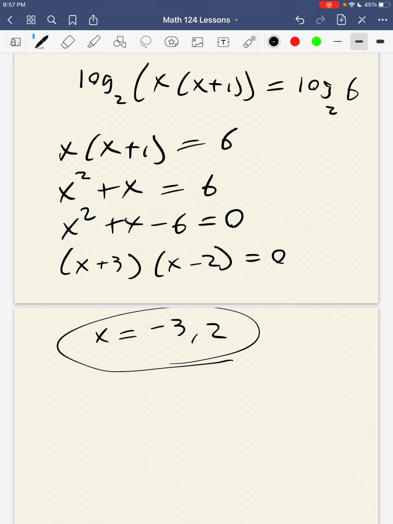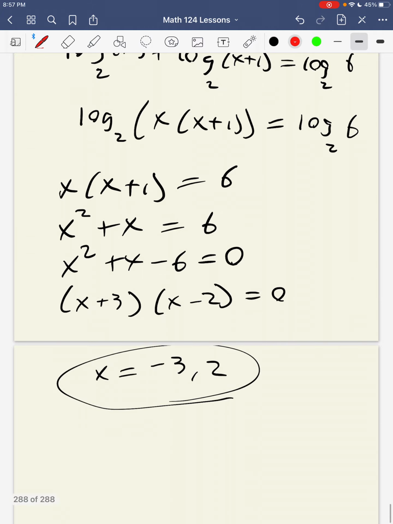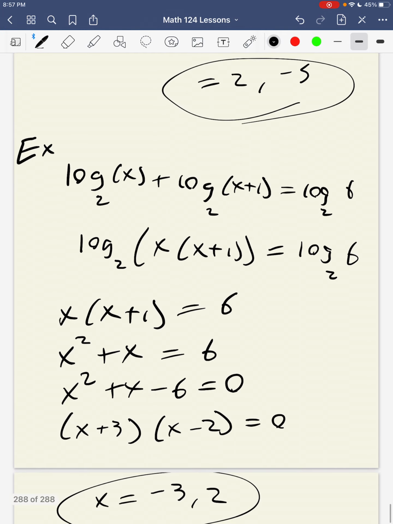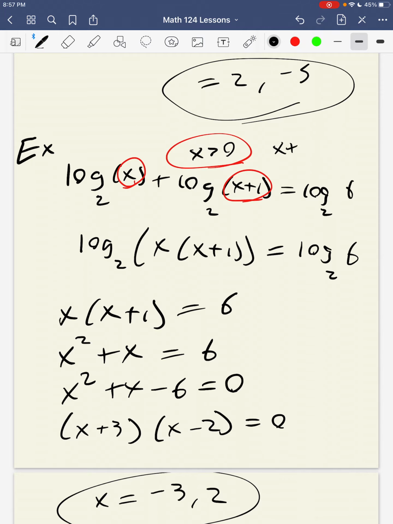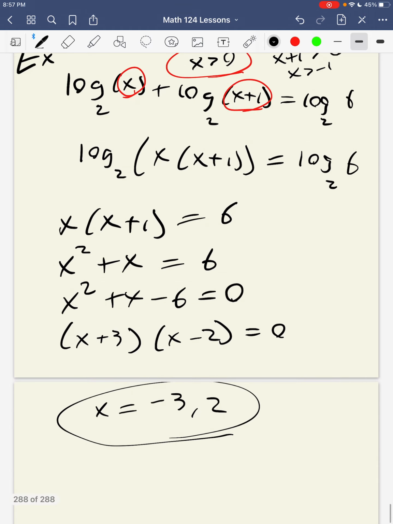There's also one thing I forgot to mention in the last example. We have to make sure our solution is in the domain. You're only allowed to plug in numbers greater than 0 into logarithms. Since we're plugging x into this log, x has to be greater than 0. We plug x plus 1 into this log, so x plus 1 has to be greater than 0. Because of that, this solution is not in the domain, so we have to throw that solution out.